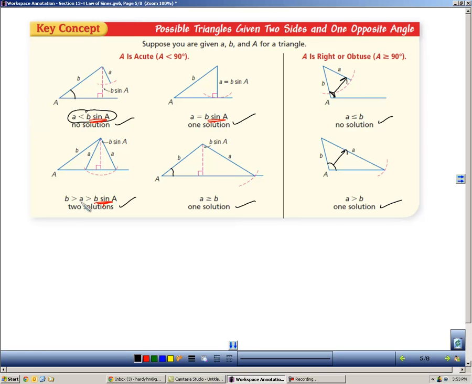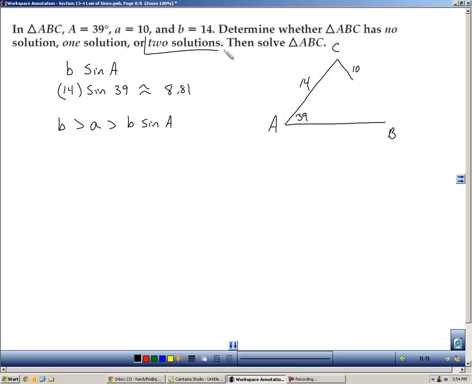Here, we know that B was bigger than A, and we know that A was bigger than B sine A. So we now know that there are two solutions to the triangle on the other screen. Now, we knew there wasn't one solution because A would have been bigger than B in that case, but it's not. There's two solutions. So we know that we're going to look for actually two triangles, and I'm going to try to draw those two triangles up here to let you see what I'm talking about.